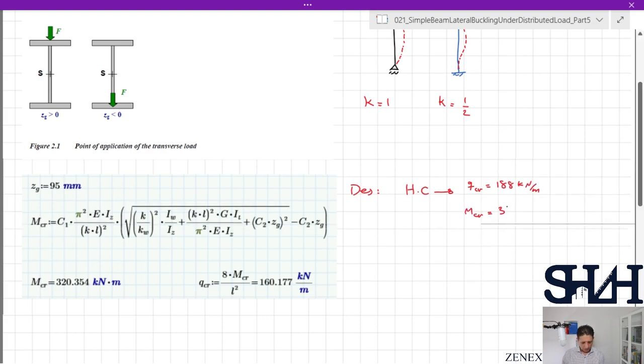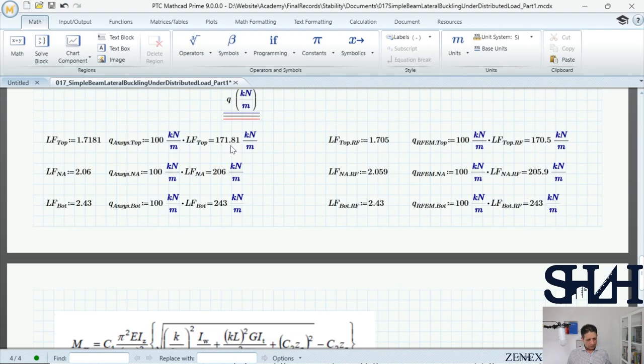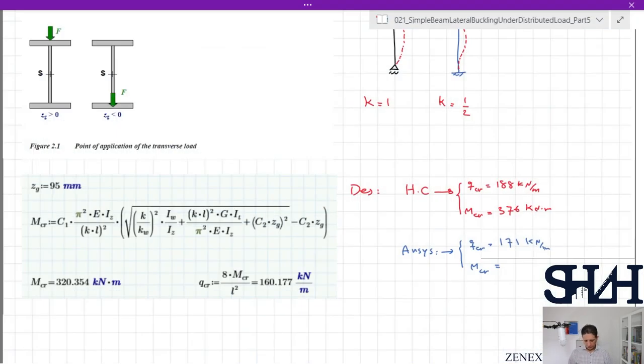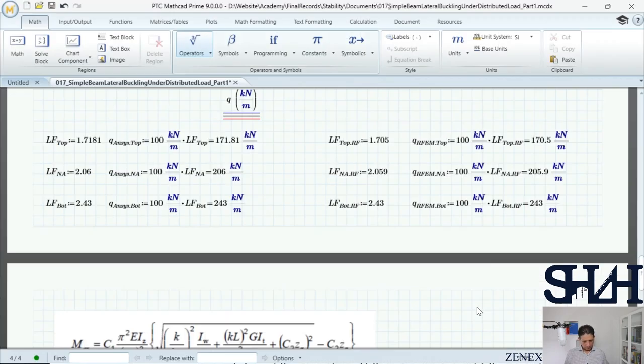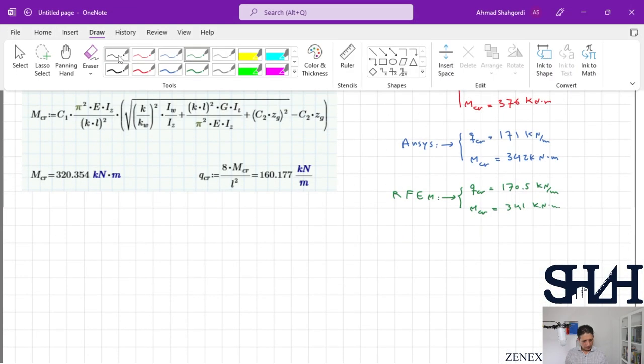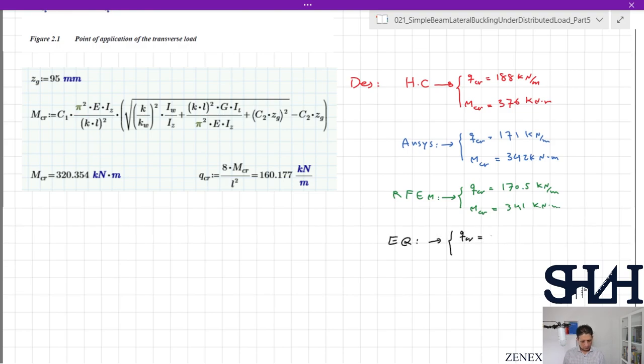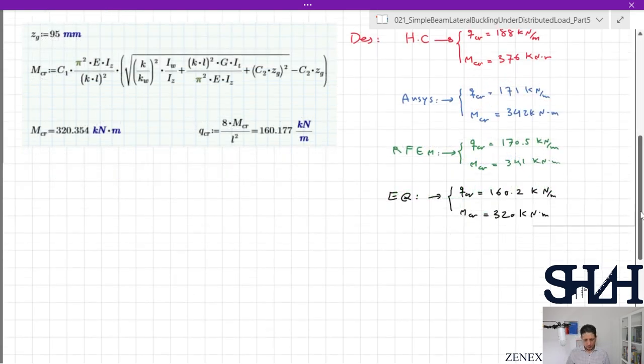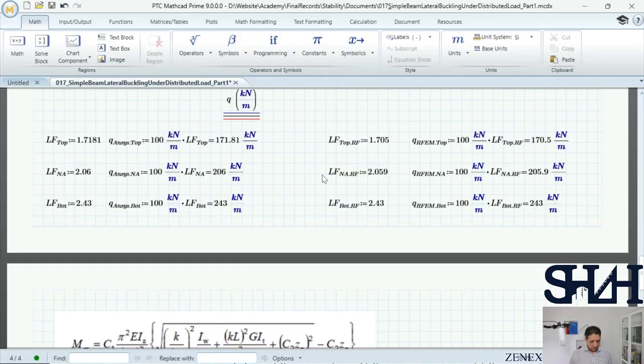In the destabilizing case, in the calculation, the value of Q critical was 188 kilonewton per meter, and M critical was 376 kilonewton meter. With the ANSYS model, Q critical was 171, which means that M critical will be 342. With RFEM, it was 170.5, almost the same. And now with the given equation, Q critical is 160.2 kilonewton per meter, and M critical is 320 kilonewton meter.